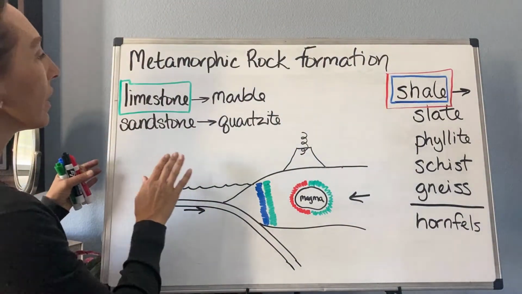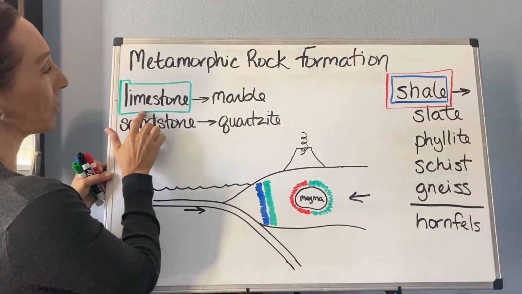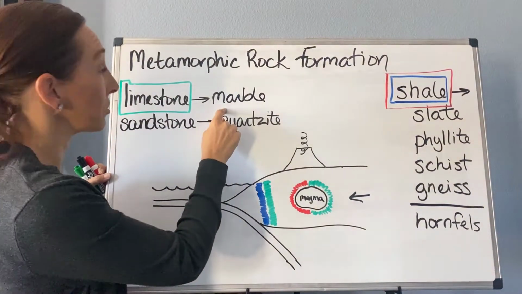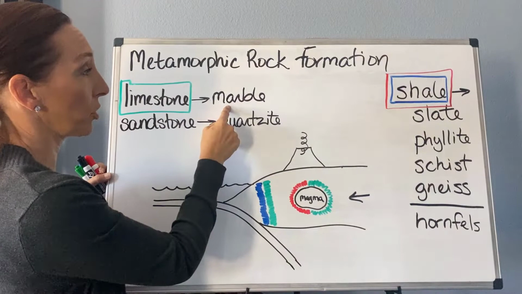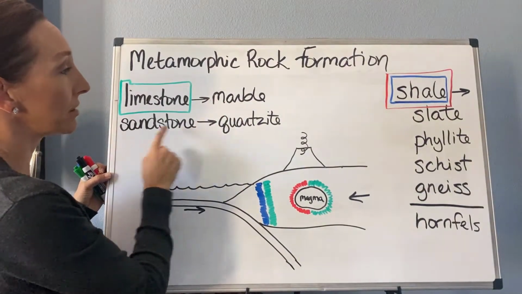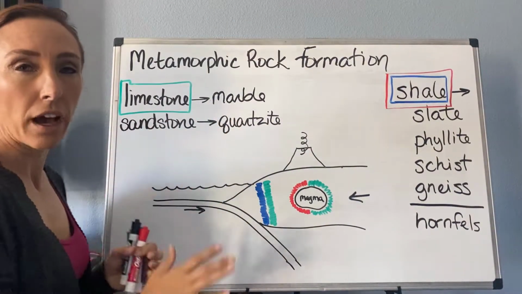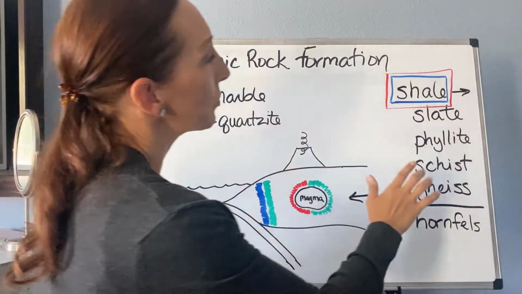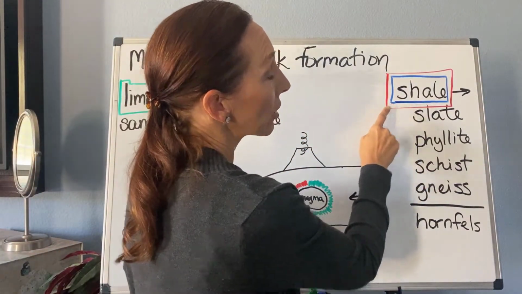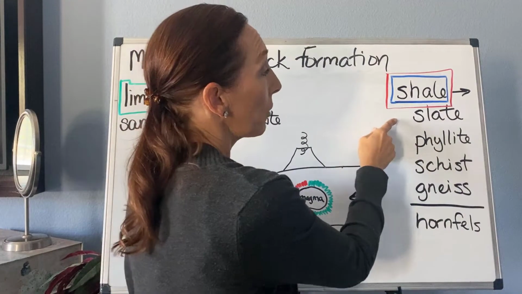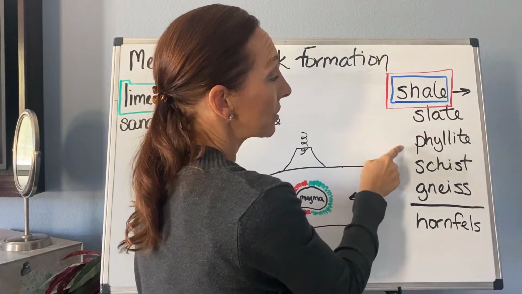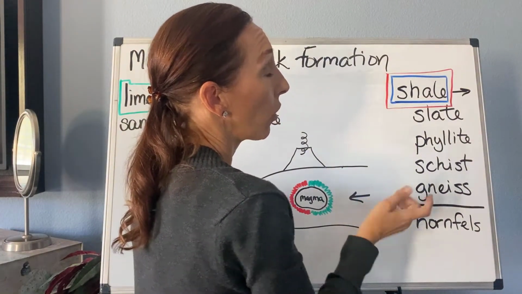So remember that we can take a limestone and turn it into a marble. So this is sedimentary limestone that gets metamorphosed into marble. We can also do sandstone into quartzite. I'm going to kind of ignore that one for today. And then we can take a shale, and our shale is a sedimentary rock, and it can turn into a slate, phyllite, schist, gneiss, or a hornfels.